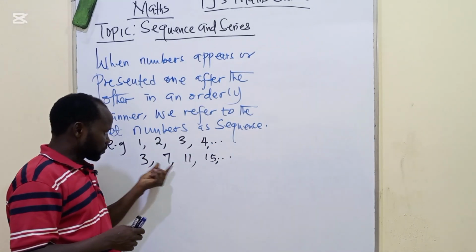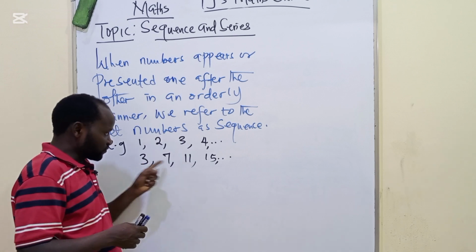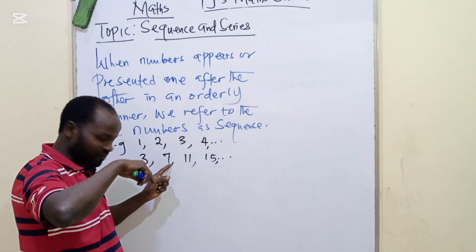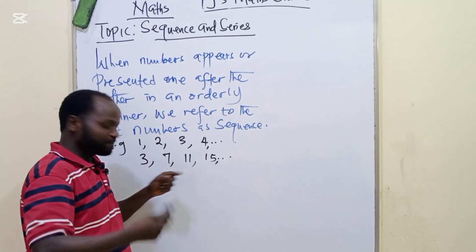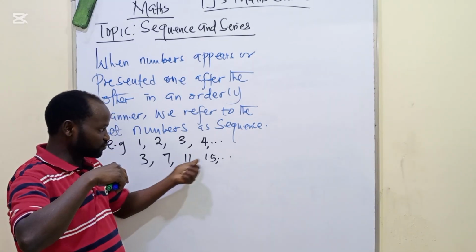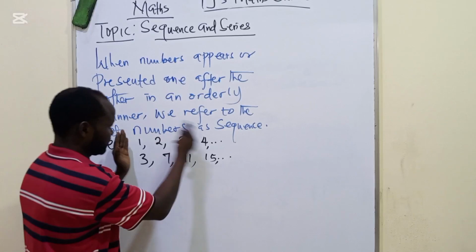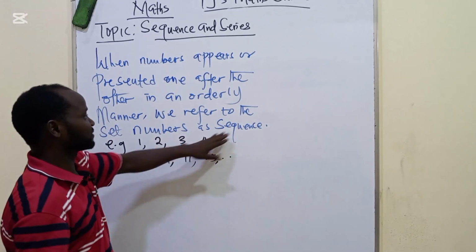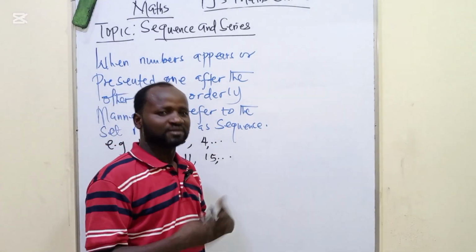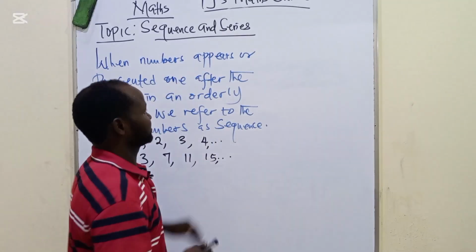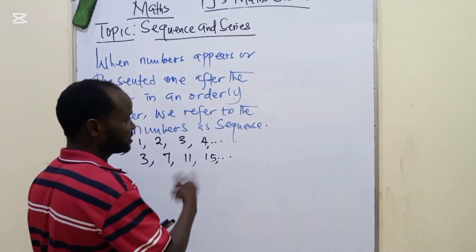What about this? 3, 7, 11: from 3 to 7, it has increased by 4. 7 to 11, it has increased by 4. 11 to 15, it has increased by 4. So this pattern of numbers is what we refer to as what? Sequence. Let's look at the concept of series.